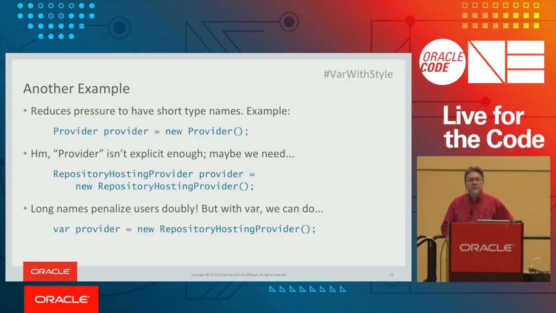And so to distinguish it from other kinds of providers, you really want to provide a very long explicit type name so you know exactly what type of provider it is. But that penalizes users of that type because now they're forced to say, repository hosting provider equals new repository hosting provider. Okay, so now we got a really long type name, and the penalty is, since it's doubled, since it occurs on the left and right-hand side, that's a disincentive to using long explicit type names. But now that we have var, you don't have to pay that penalty anymore. So you can use a longer name and not have to worry about the doubling because it doesn't necessarily occur on the left-hand side.